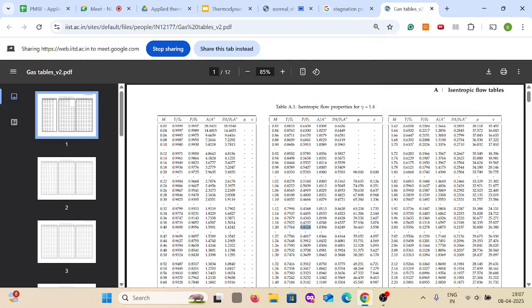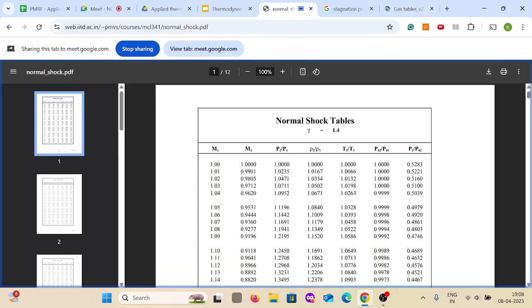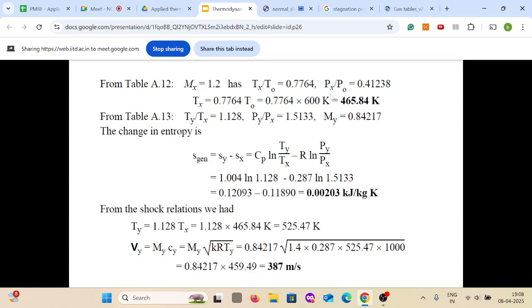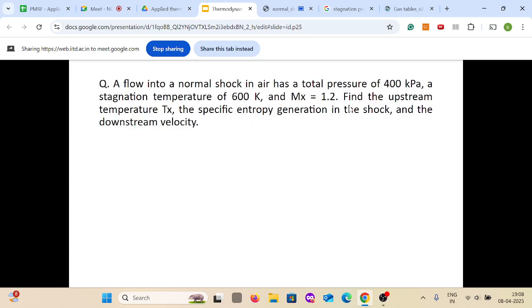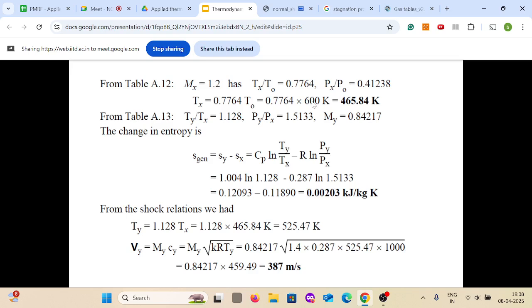So here, instead of calculating this, you can directly find the stagnation property from this table. So 0.4124, and from there you can find the stagnation pressure and stagnation temperature, and if it's known, you can find the other way around. We don't know the temperature, but we know the stagnation temperature is 600 Kelvin. So 0.7764 into 600 gives you 465.84. So we know the temperature, we know the pressure.